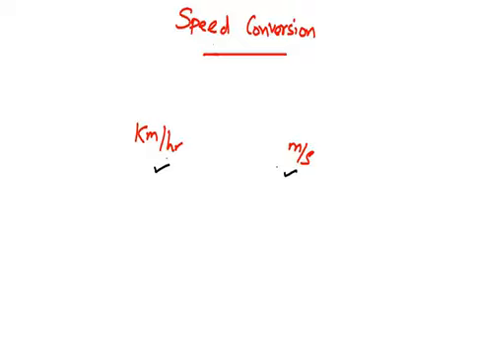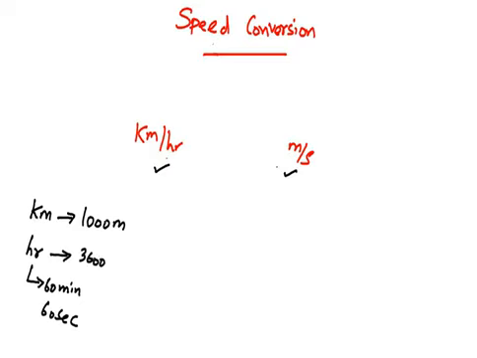Very simple. We know that 1 kilometer is equivalent to 1000 meters, right? Similarly, how many seconds are there in 1 hour? Very simple. We have 60 minutes in an hour and in 1 minute we have 60 seconds. So basically in 1 hour we'll be having 3600 seconds, right? So for the conversion part, just simplify this ratio.